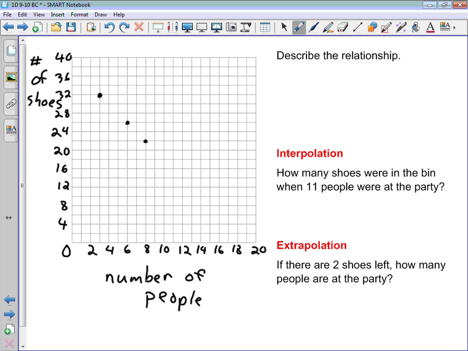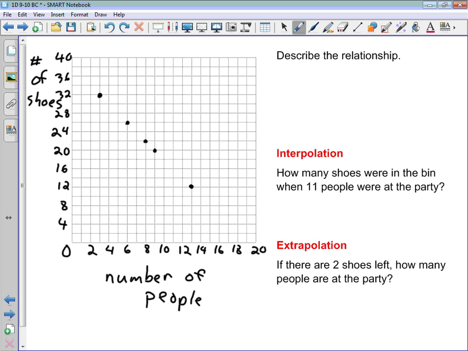When it's 9, we are at 20. And when 13 people are at the party here, we are at 12 shoes left. So that's got to be 13 and 12 right there. Okay. So first off, let's describe this relationship.